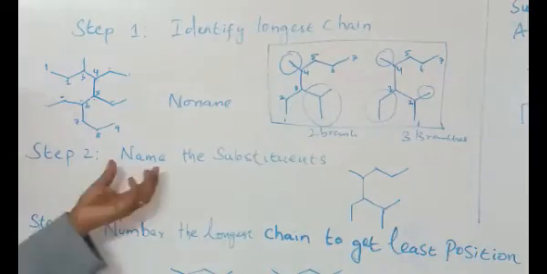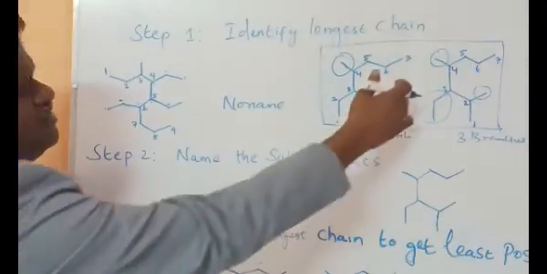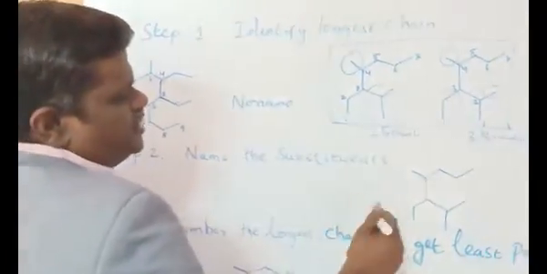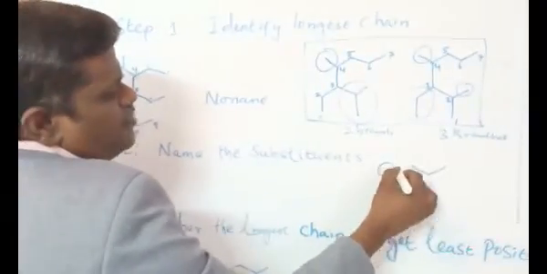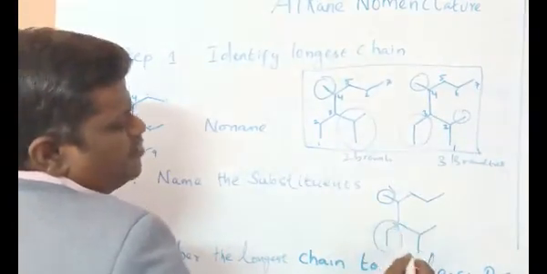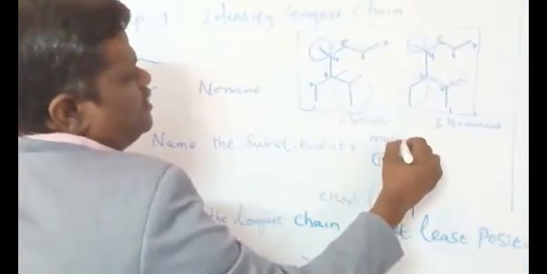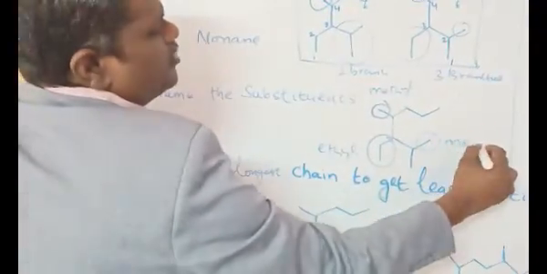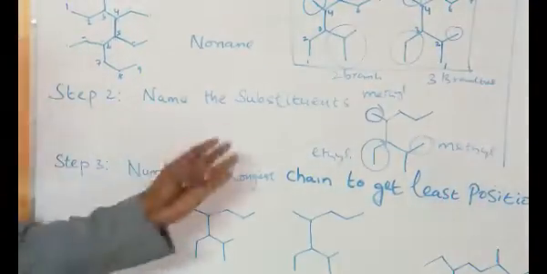The second step is we have to name the substituents. This is the one we chose. I have written it here. This is one methyl, and this is the group we call ethyl. This is methyl and this also methyl. So these are the substituents we named.